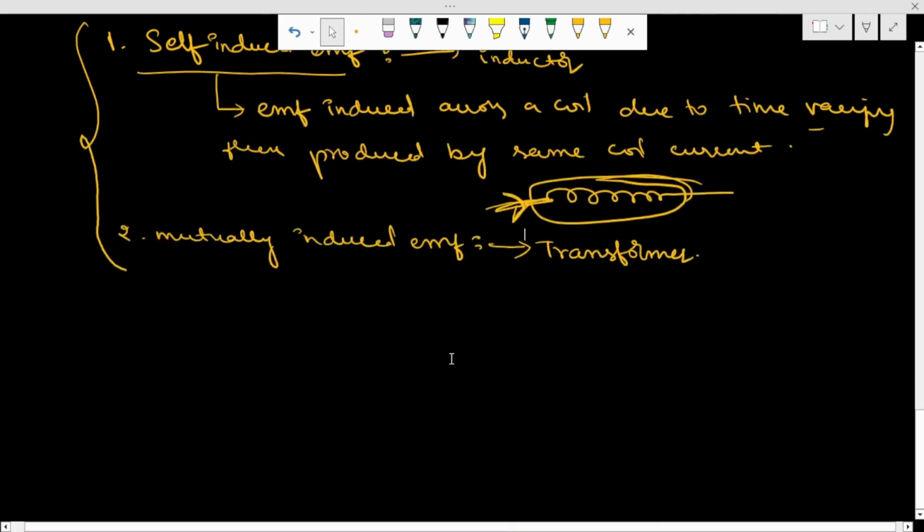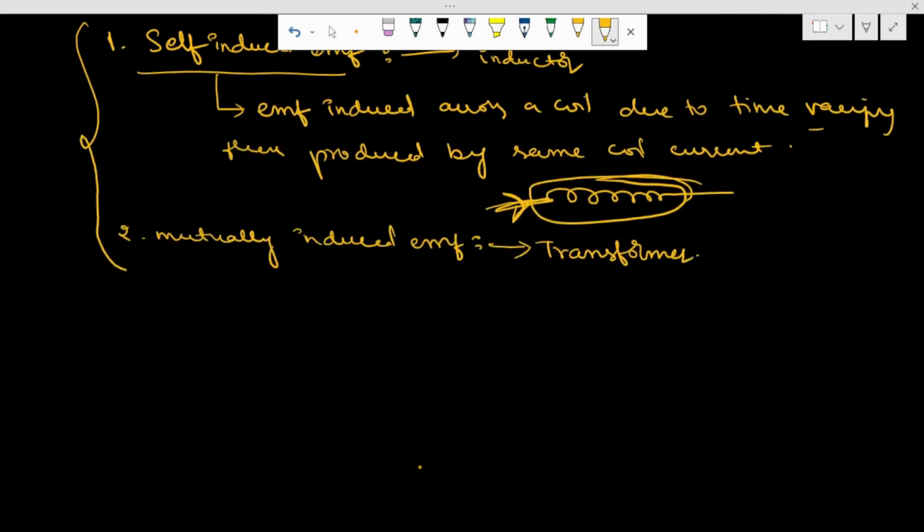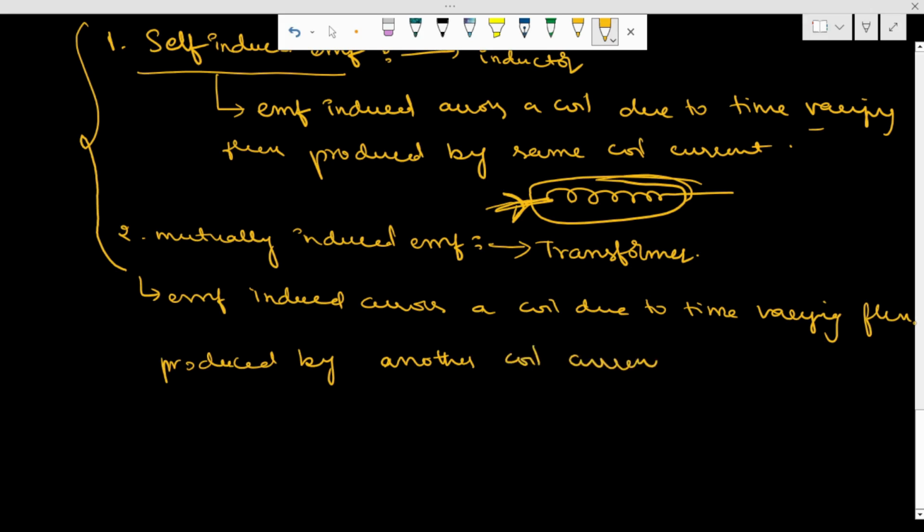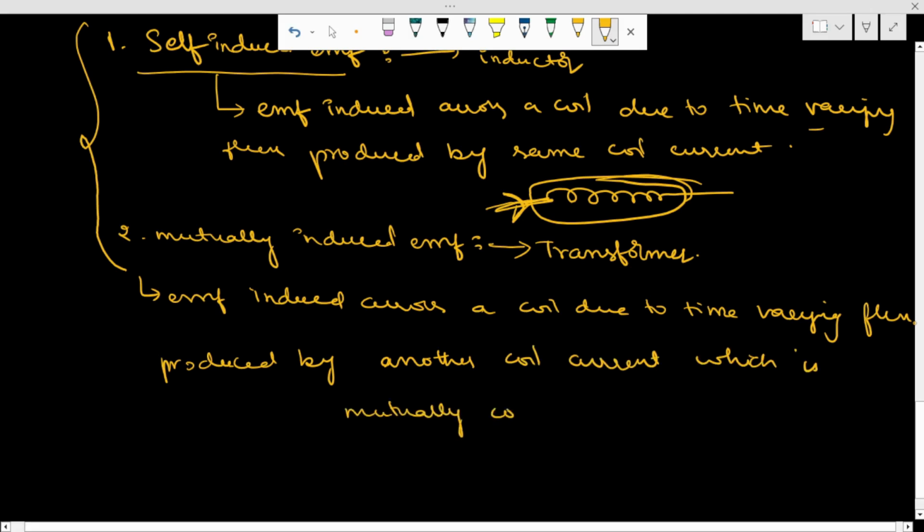Let us see the definition for the mutually induced EMF. Mutually induced EMF is the EMF induced across a coil due to time varying flux produced by another coil current, which is mutually coupled to it. As we took the example of the transformer, let us see.